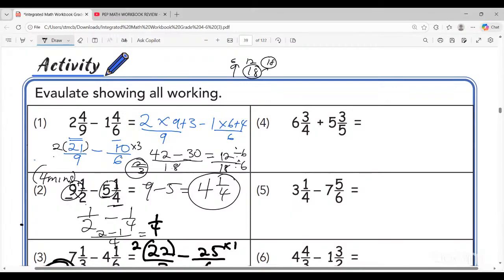All right. So we have 6 and 3/4 plus 5 and 3/5. We could do this one just add the whole numbers. 6 plus 5 to give us 11. And then we add 3/4 plus 3/5.